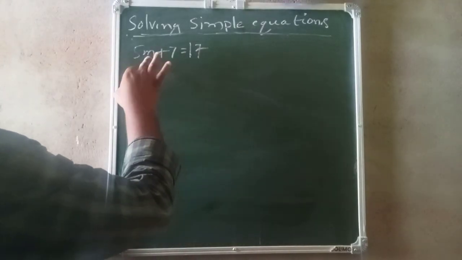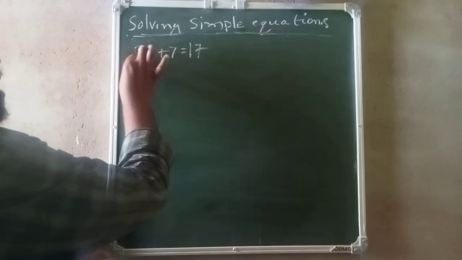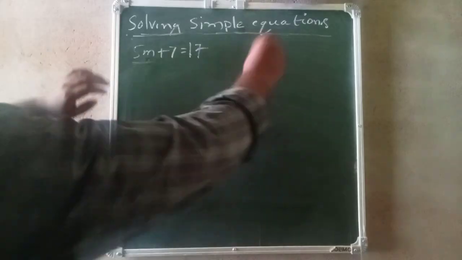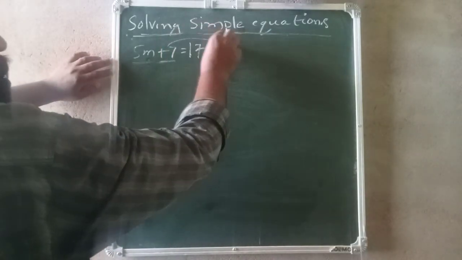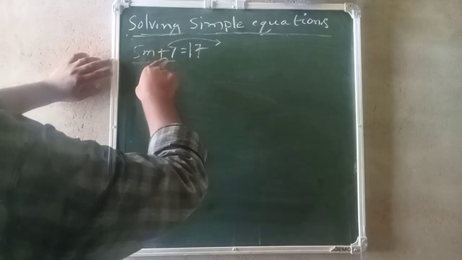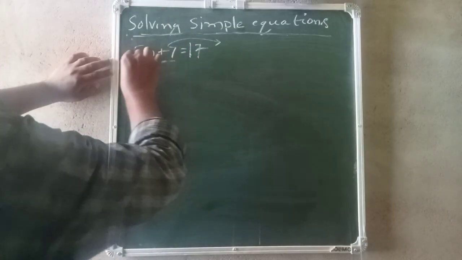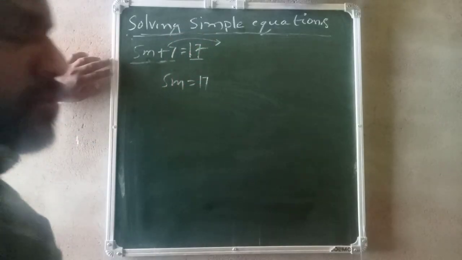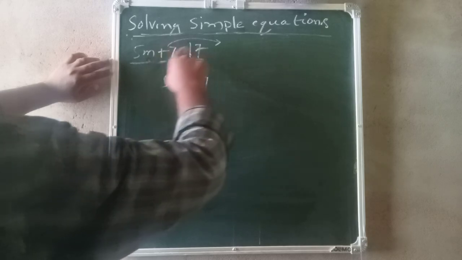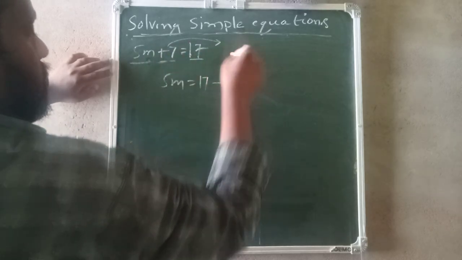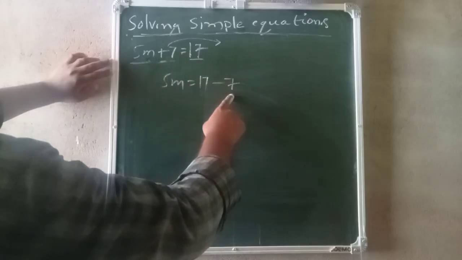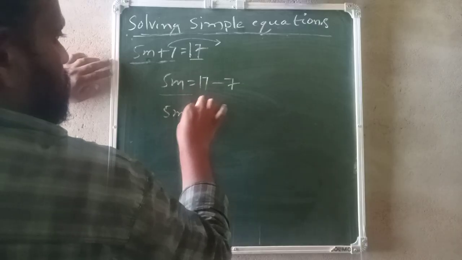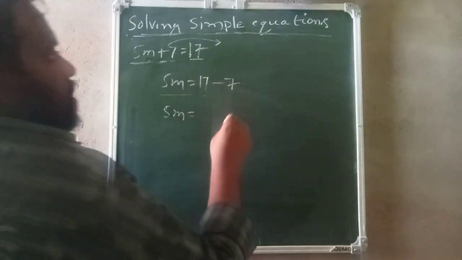For that, M and whatever is along with M, keep that on one side. The remaining, plus 7, you move to this side. In the next step, before moving this plus 7 to this side, write this 5m first is equal to, next write this 17 as it is. When plus 7 is moved to this side, it becomes minus 7. So 7, 7 same, plus changes to minus. In the next step, write 5m is equal to 17 minus 7 is 10.